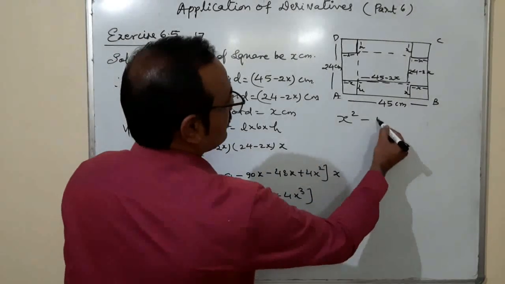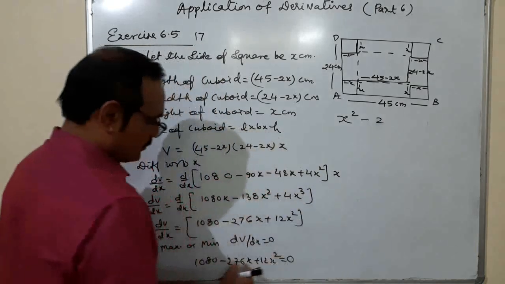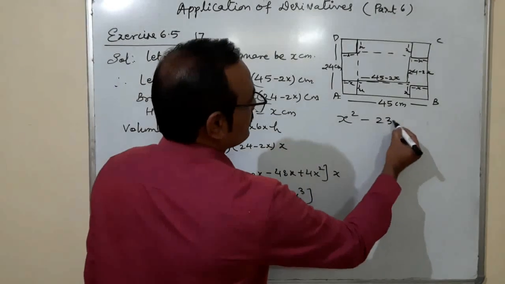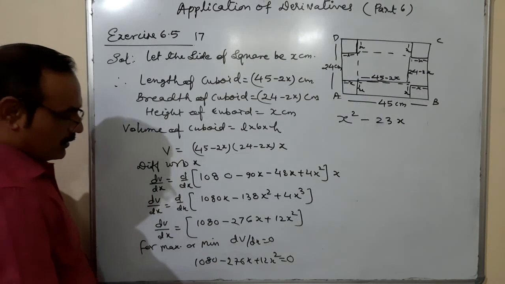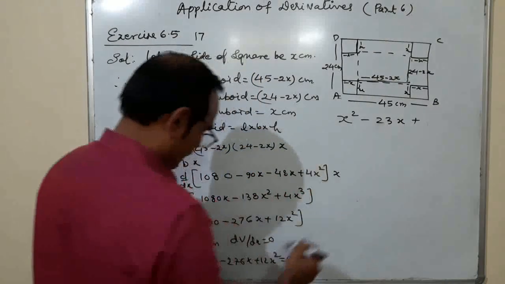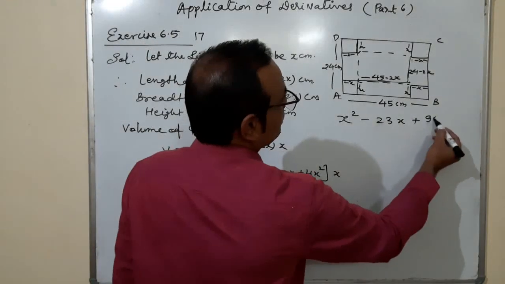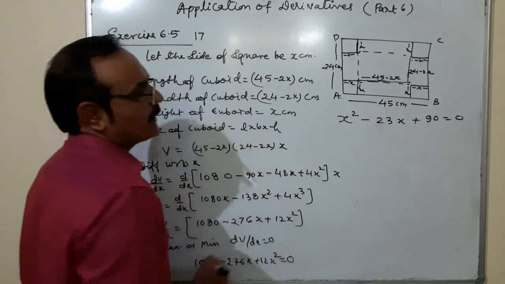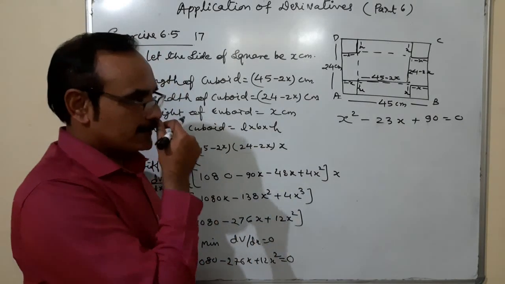minus 12 2 ja 24, 12 3 ja 36, x, plus 12 9 ja 108, so it is coming 90, is equal to 0. This is the quadratic equation. We can solve this quadratic equation by splitting the middle term.